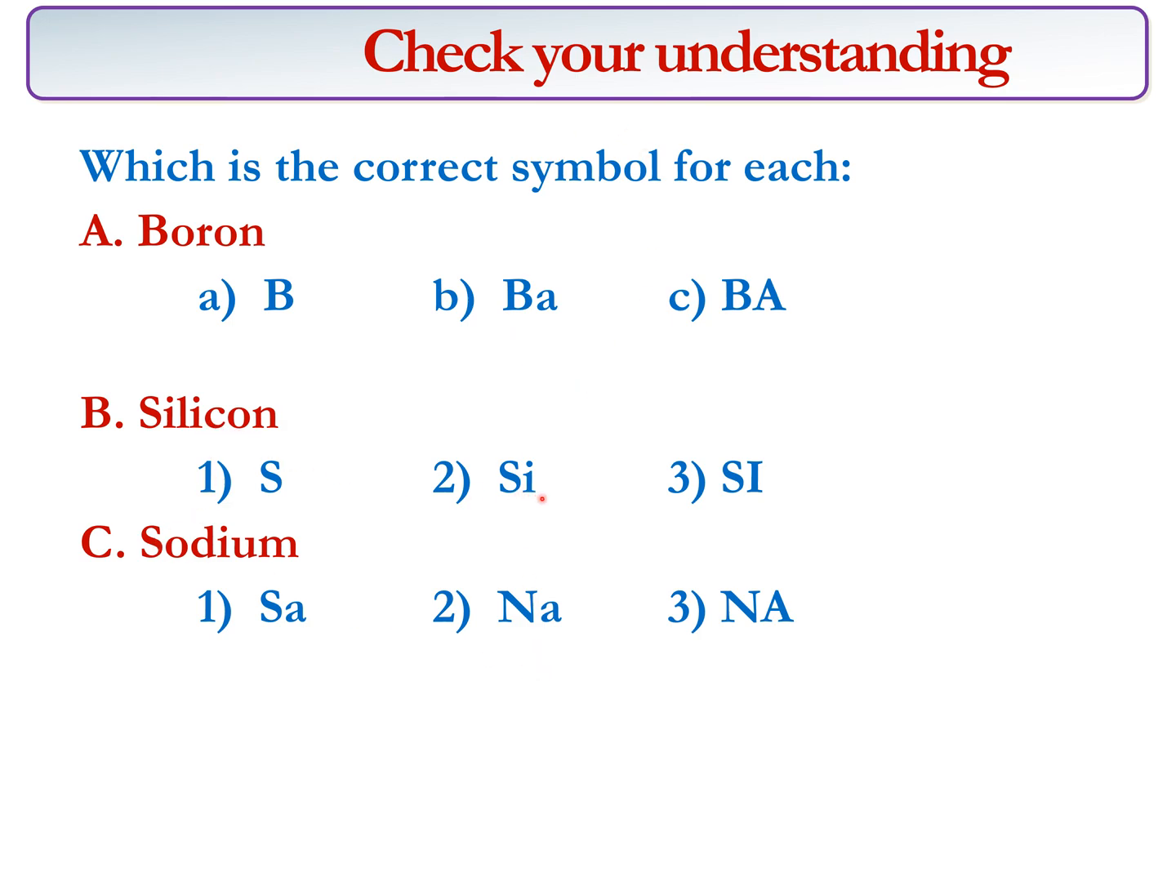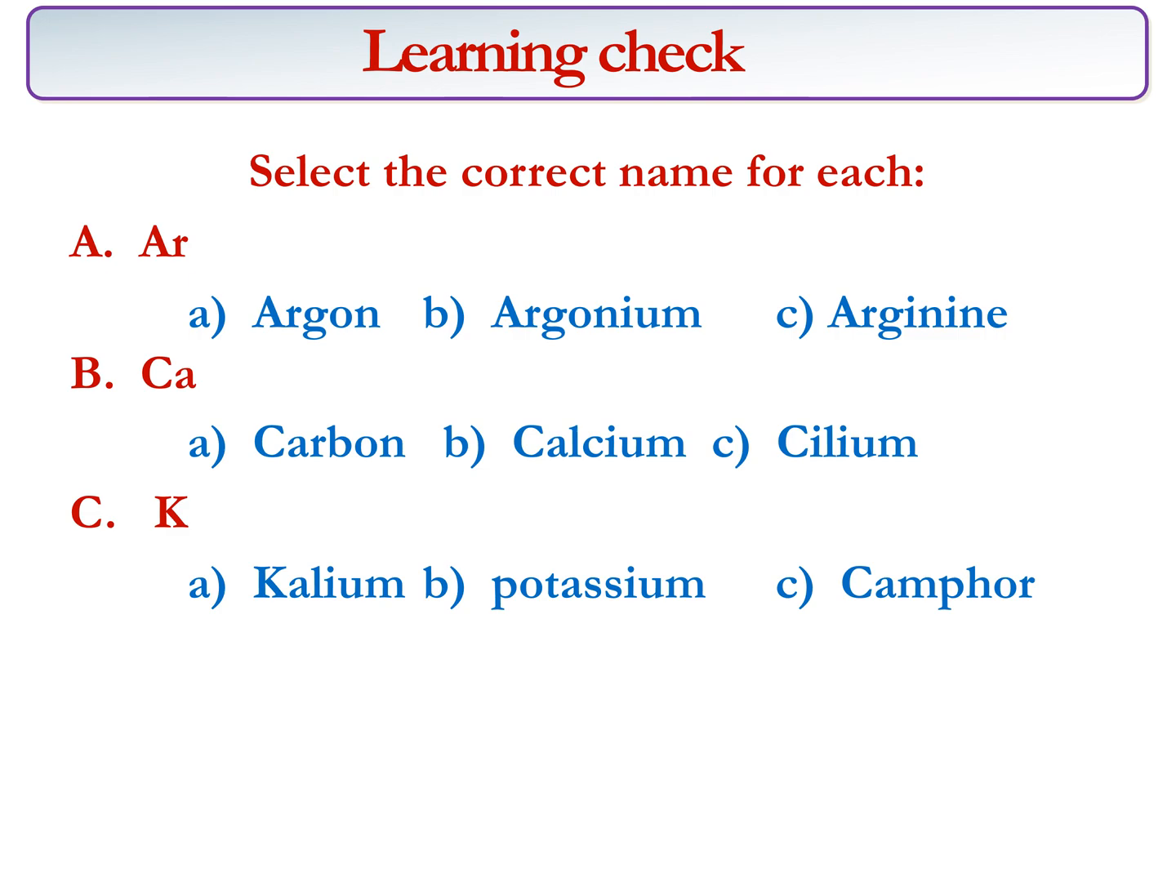Silicon is Si. It cannot be S, capital X, because S is for sulfur. And it cannot be capital S, capital I. The chemical symbol for sodium is Na, so it cannot be capital N and capital A. Select the correct name for each of the following. Ar, is it argon, is it argonium, or is it arginine? The correct answer is A.